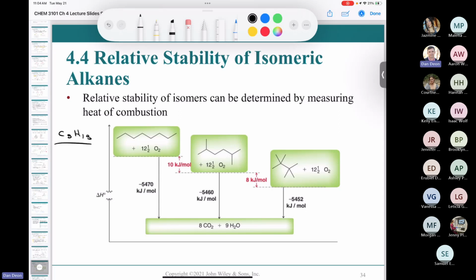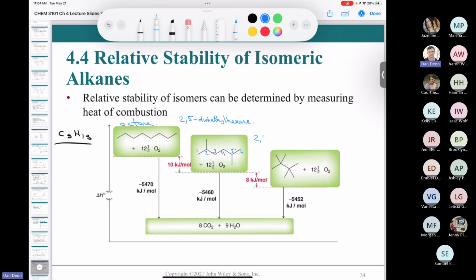Okay, so they all have the same molecular formula, but they all have different names, don't they? So let's practice naming them. The first one is octane. The second one, 1, 2, 3, 4, 5, 6, is 2,5-dimethylhexane. And the next one is 2,2,3,3-tetramethylbutane.